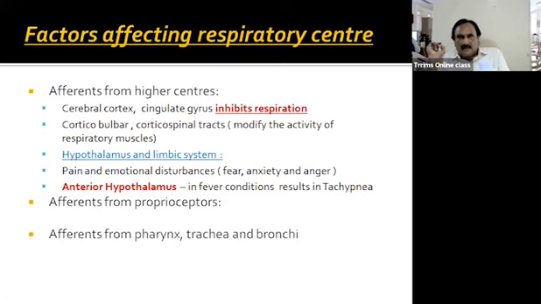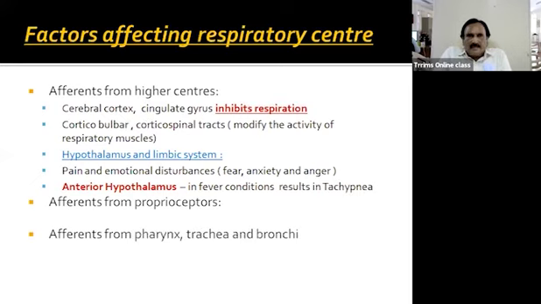Efferents from higher centers: the cerebral cortex and cingulate gyrus inhibit respiration. The stimulation of these parts of the brain will result in inhibition of respiration. Corticobulbar and corticospinal tracts modify the activity of the respiratory muscles.